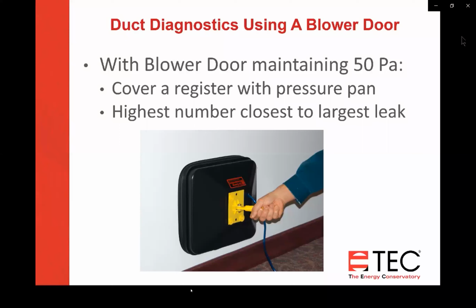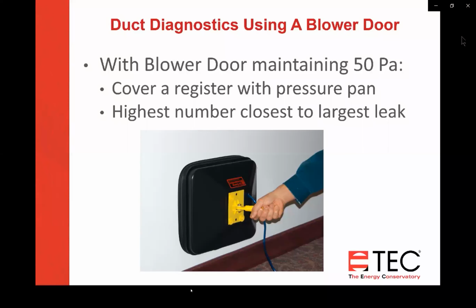You can also find where those duct leaks are by using a blower door and a pressure pan. So you'll use the blower door to maintain 50 pascals. You'll cover the registers with the gasketed pressure pan one at a time, and you'll measure the pressure at that location. So typically, ideally, you'd have 2 gauges to do this.